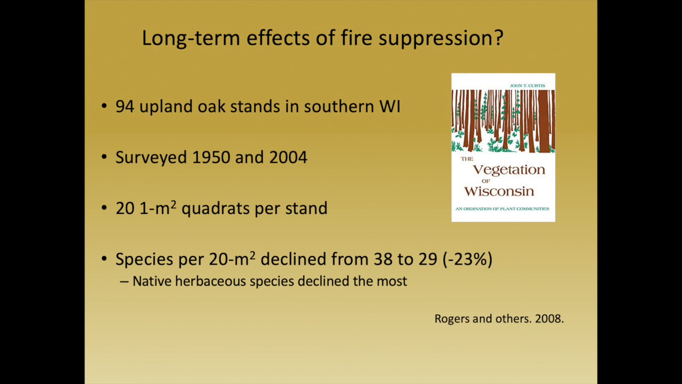And what we found was these were undisturbed stands. There's been fire suppression, no management in these stands to speak of. And there's almost a 23% decline in species richness of the understory over that 50-year period, and most of that was native herbaceous species that declined. So I think that's happening in a lot of oak forests, but we don't really have the data to show it. This was a study by Rogers that did show that.